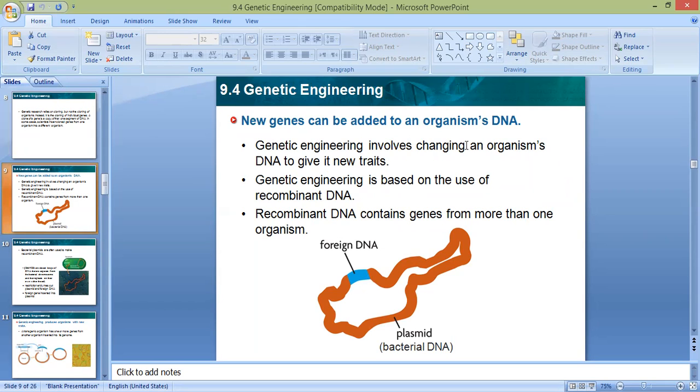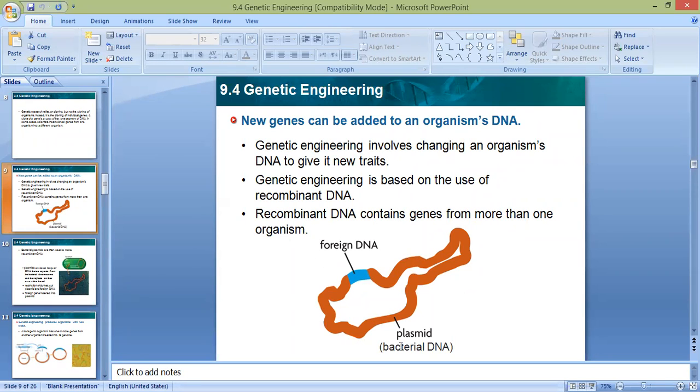Okay? Genetic engineering involves changing an organism's DNA to give it a new trait. That is the idea. Genetic engineering gives me an organism that has an altered genome. The organism that results from genetic engineering has an alteration in its genome, meaning its genes have changed. Or some change, not all of it, some change happened. Genetic engineering is based on the use of recombinant DNA. Recombinant DNA contains genes from more than one organism.